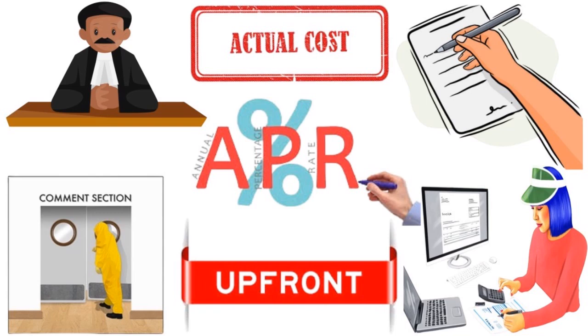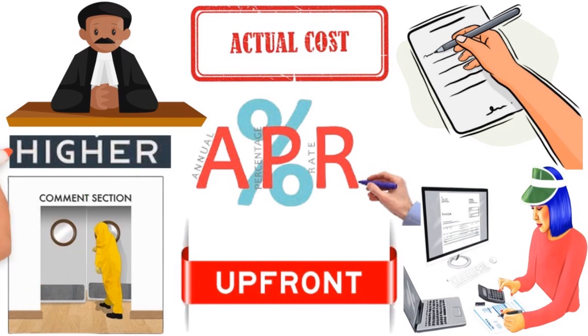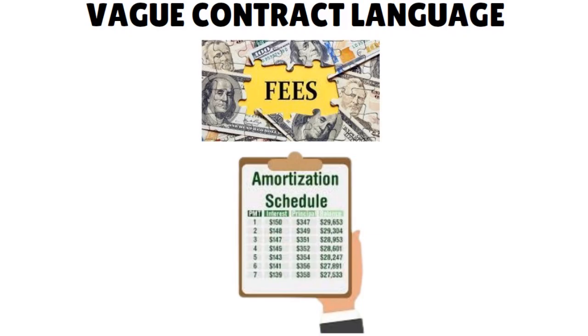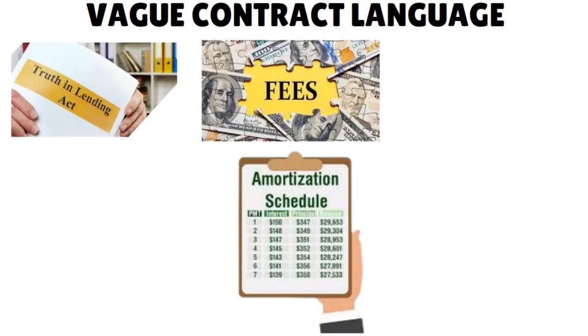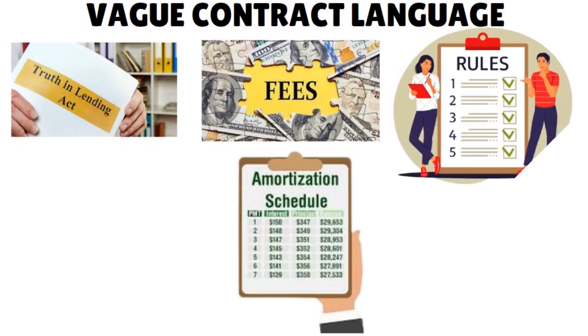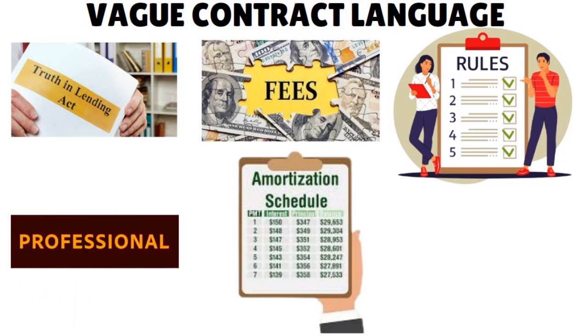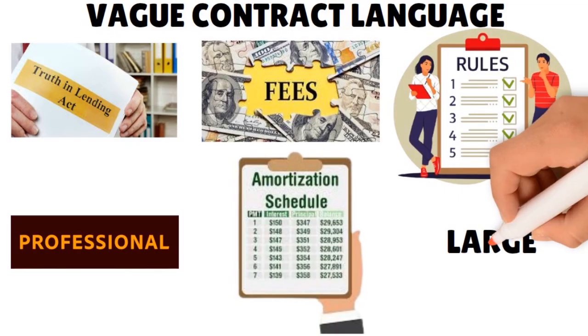Check if the APR is higher than the interest rate. Ask for a detailed list of all fees. Look for vague contract language. Request a simple amortization schedule. Read the TIL disclosure carefully. Once again, the TIL is really important. A business lender is obligated to send you the TIL. It's federally mandated. Ask about early repayment rules. And also, have a professional review the offer if possible, especially when the loan is really large.